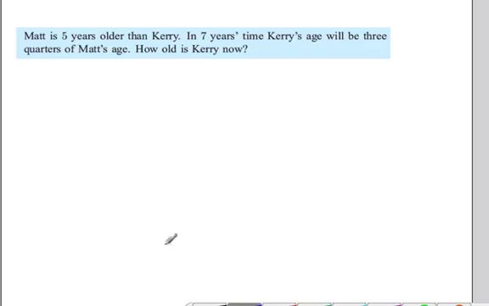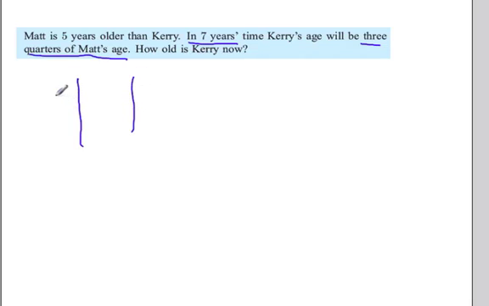So this is another type that stumps people sometimes. So you've got Matt is 5 years older than Carrie. In 7 years' time, Carrie's age will be 3/4 of Matt's age. How old is Carrie now? And again, you might want to pause it, see if you can actually do this problem on your own. Because if you can, then that would be a really big sense of achievement.